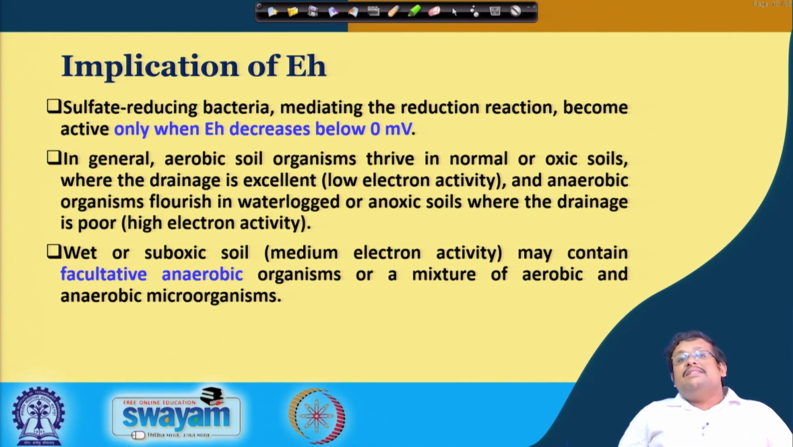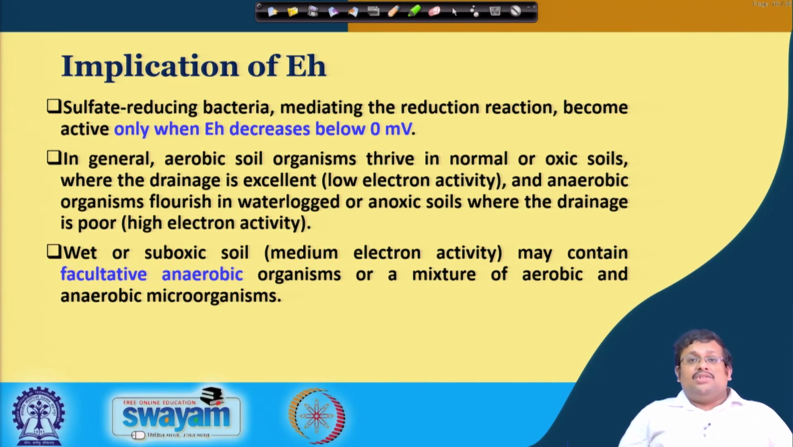Anaerobic organisms flourish in waterlogged conditions, where all the oxygen has basically been exhausted and replaced by water. These anaerobic organisms do not require any oxygen for their growth. So, they flourish in the waterlogged or anoxic soil where the drainage is poor and there is high electron activity.